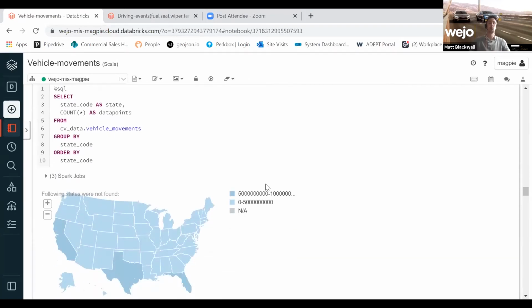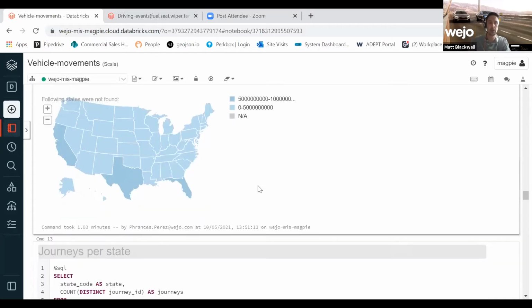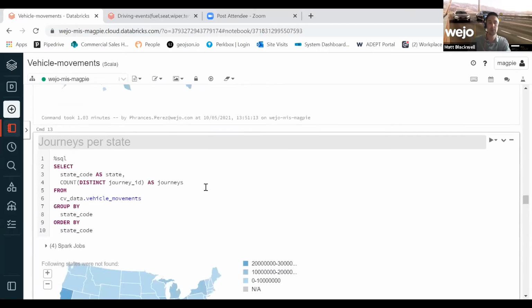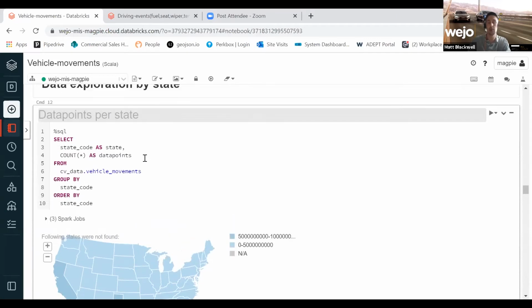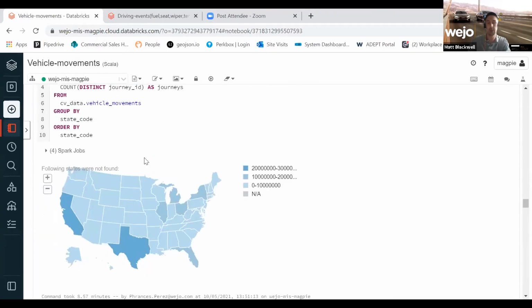The one question that we will always get asked, and undoubtedly will probably be asked on the call today, is how representative is the data? How reliable is it to be able to accurately model against? So what we've produced here are 2 choropleth maps which detail the number of journeys and the number of data points per state.